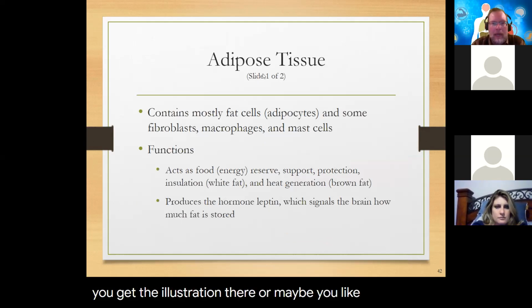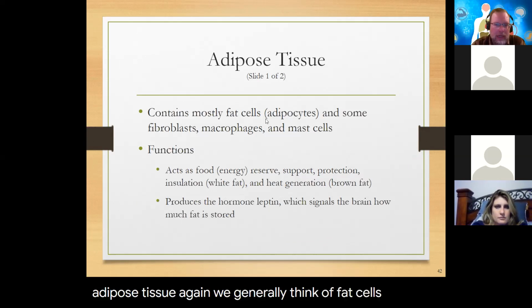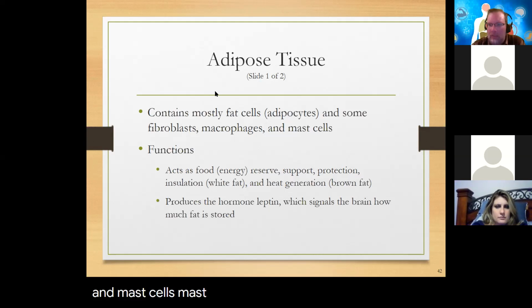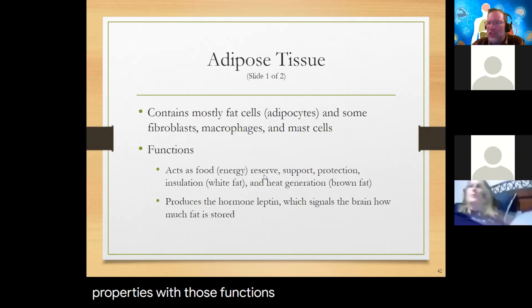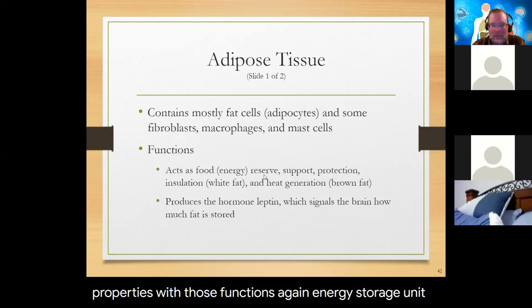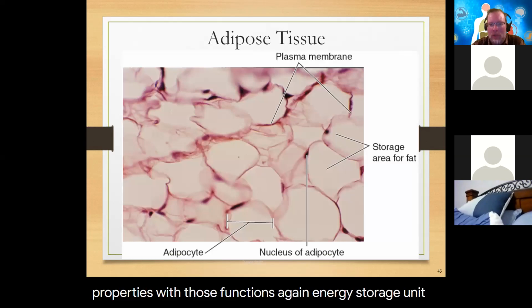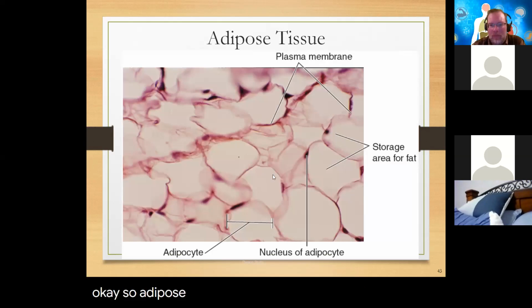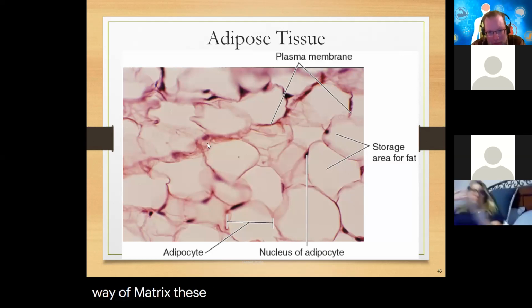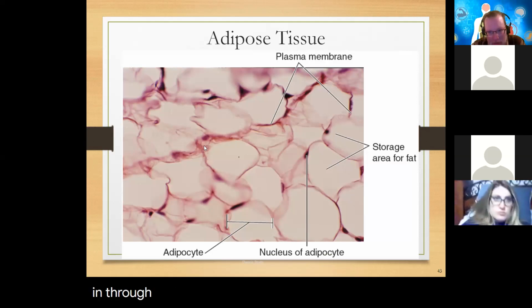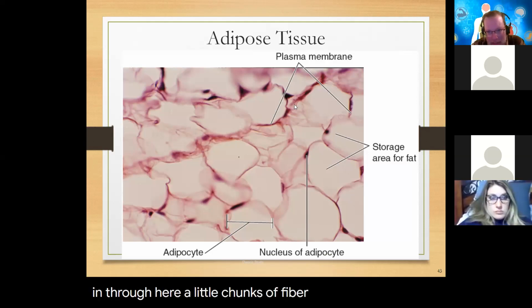Adipose tissue, again, we generally think of fat cells or adipocytes, and fibroblasts, macrophages, and mast cells. Mast cells, we think of immune boosting properties with those. Functions, again, energy storage unit. Okay, so adipose. And again, you can see there's not much in the way of matrix. You see maybe a little bit of fiber right in through here. We've got little chunks of fiber. There's maybe a little more fibers just kind of scattered around.